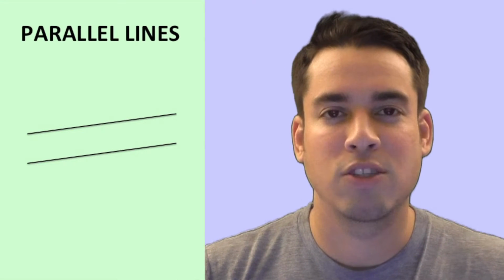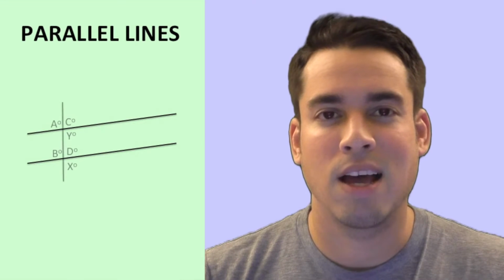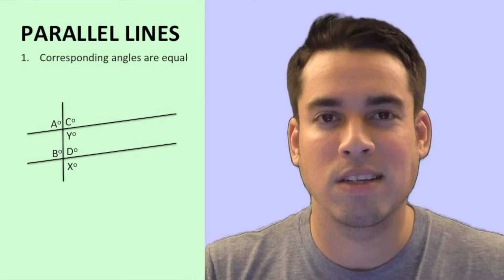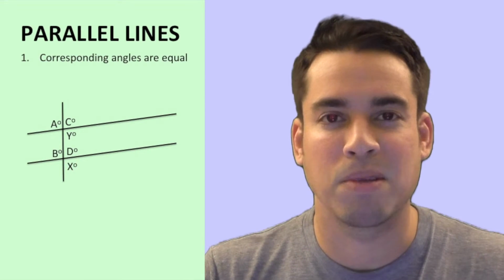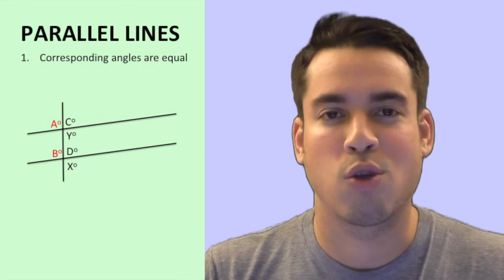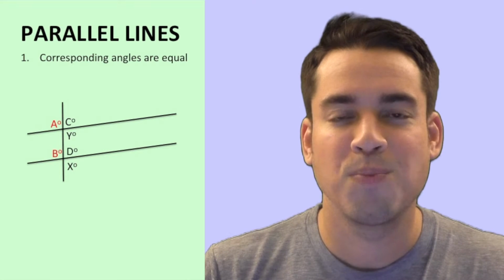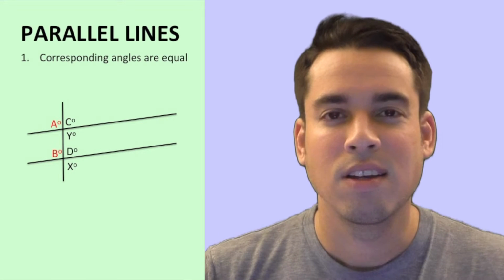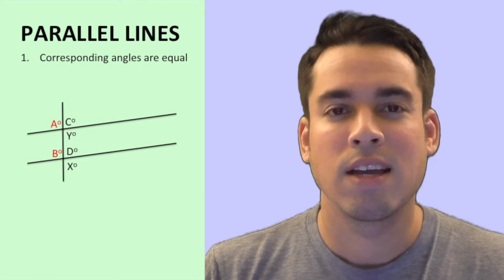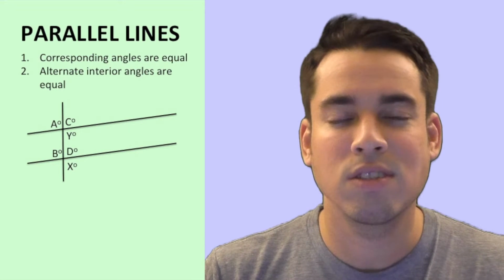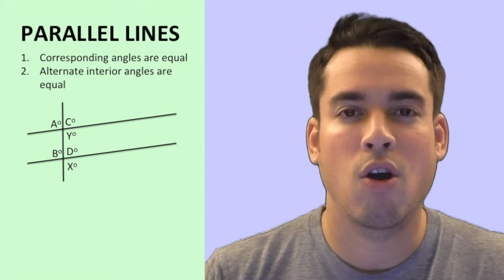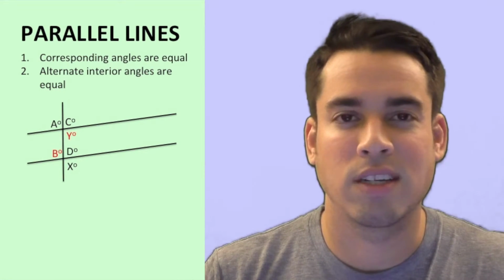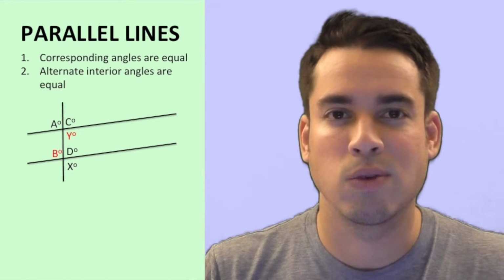So with parallel lines, there's a couple interesting rules. The first one is if you have a line intersecting both the parallel lines, it's important to know that corresponding angles are equal. As you can see in the diagram here, A and B are corresponding angles. They look like the same angle. Well, if you know that the two lines are parallel, then A and B are always going to be equal. The second thing to know about parallel lines is that alternate interior angles are also always equal. So if you look at B and Y, these are alternate interior angles, and they of course are also equal.